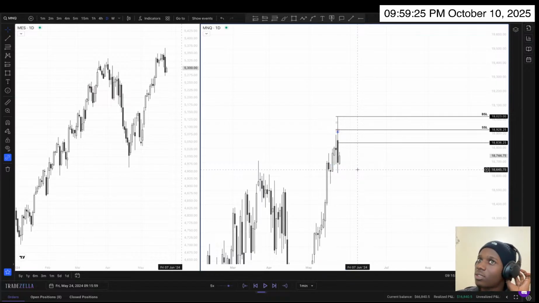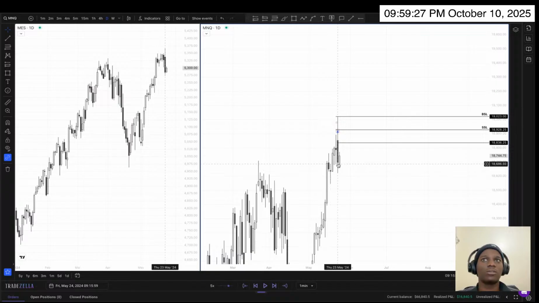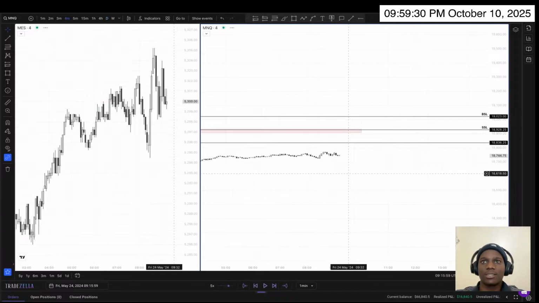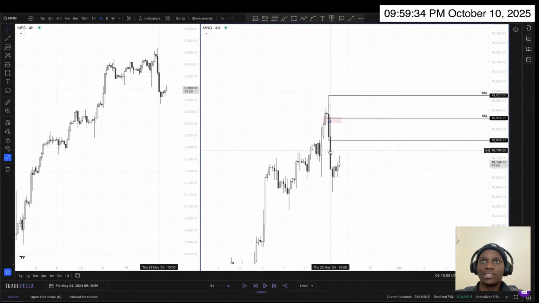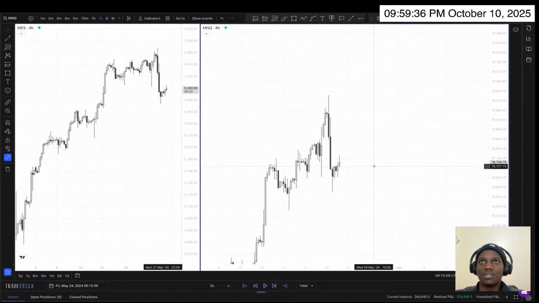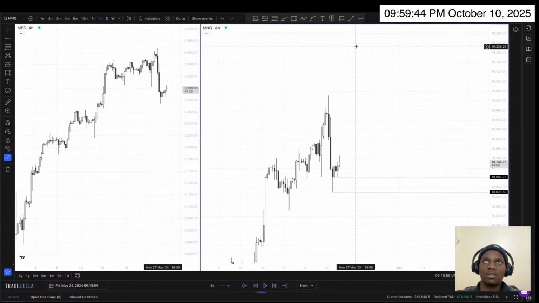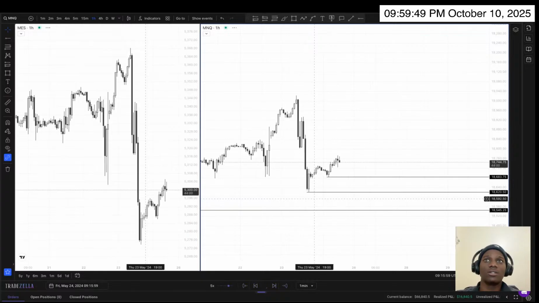Okay, now this I don't know what to do here. Let me check the 4-hour. 4-hour retracing into a big gap, so this is extremely bearish in my eyes. This low here, and this internal low here as well.